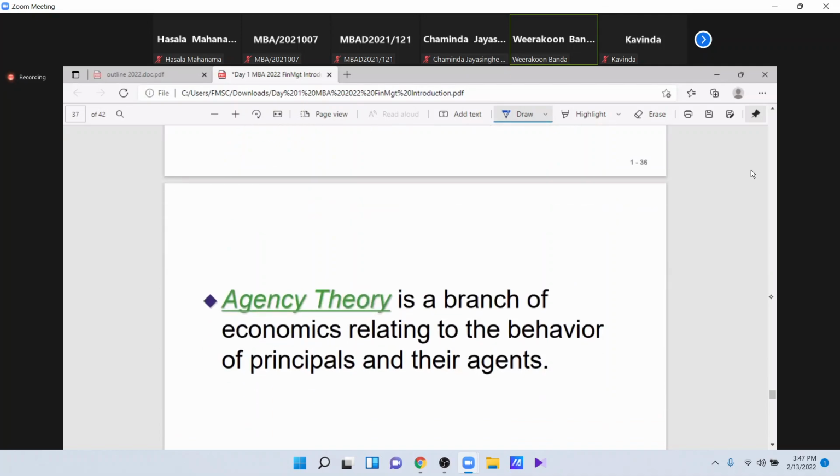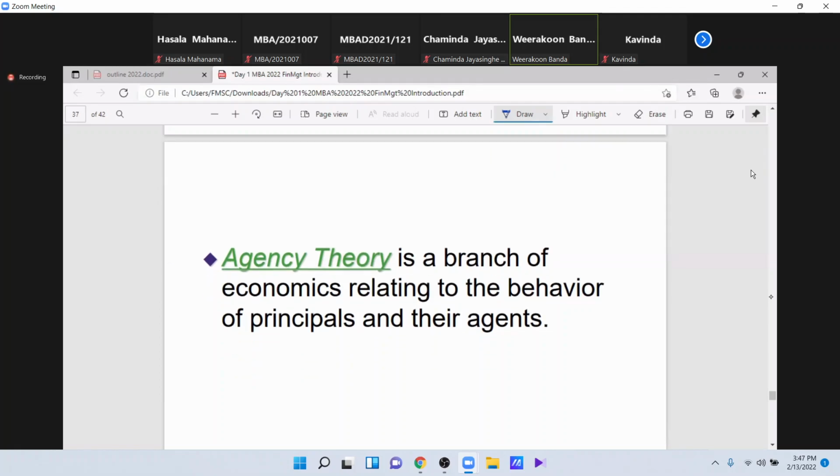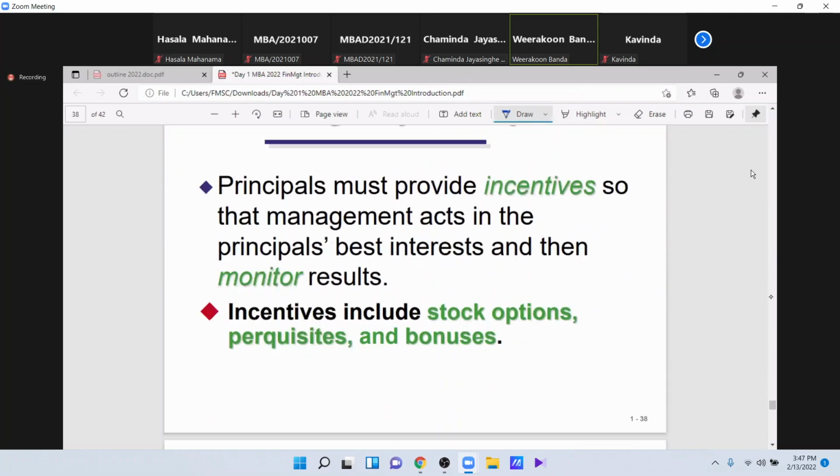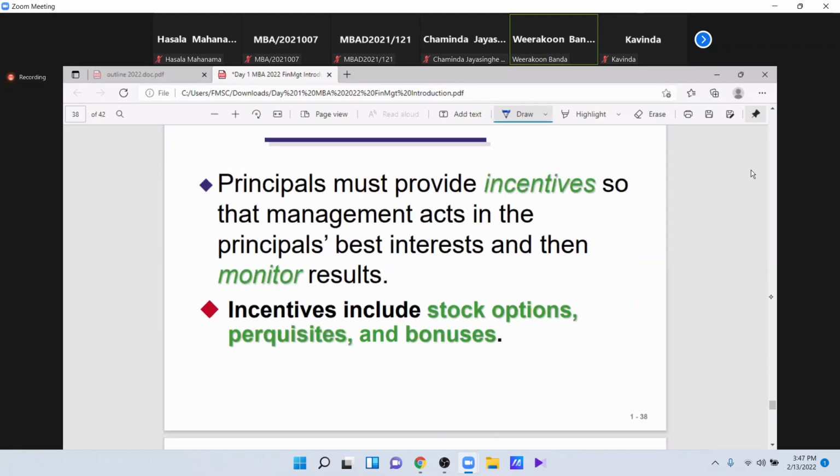Agency theory is a branch of economics relating to the behavior of principals and their agents. At the company level, principals are the board of directors or shareholders, and their agents are managers. Managers should act on behalf of the principals. That's the role. But practically, there can be some conflicting, divergent behavior between these two parties.